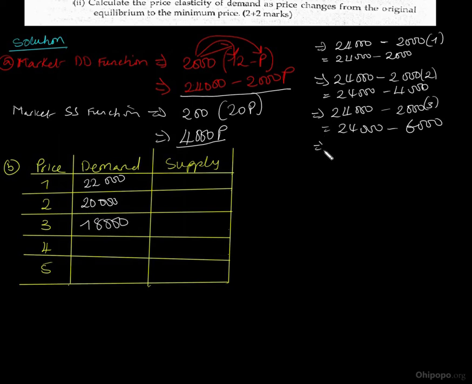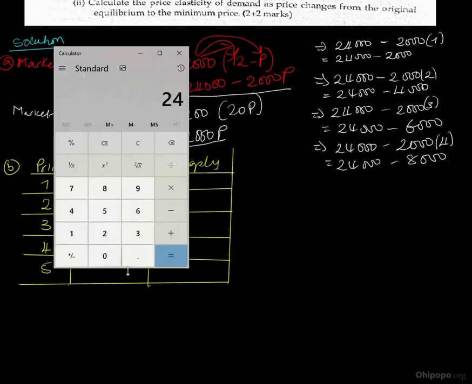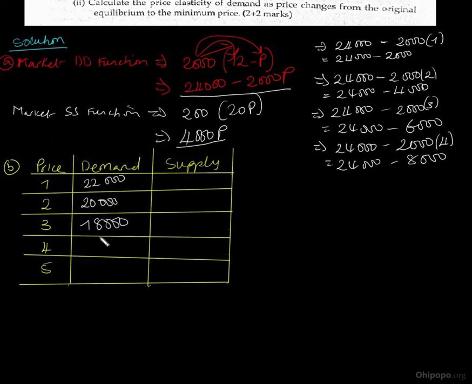Next, when the price is 4 francs, 24,000 minus 2,000 times 4, which is equal to 24,000 minus what? 8,000. Multiply that with 8,000. Using the calculator, 24,000 minus 8,000 is equal to 16,000. So here we have 16,000.